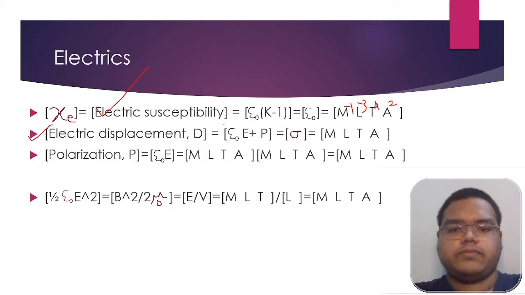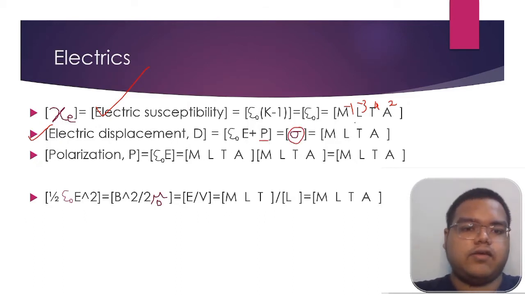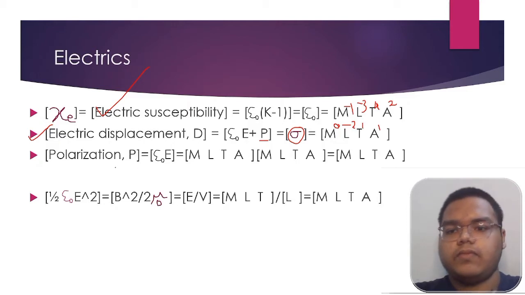Next, electric displacement, which has the dimension of epsilon naught E plus P, where P is polarization, which has the dimension of sigma or the surface charge density, which is M to the power 0, L to the power minus 2, T to the power 1, A to the power 1. Next is polarization. Polarization P.